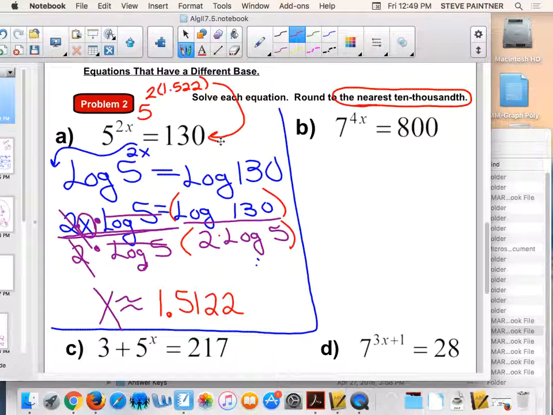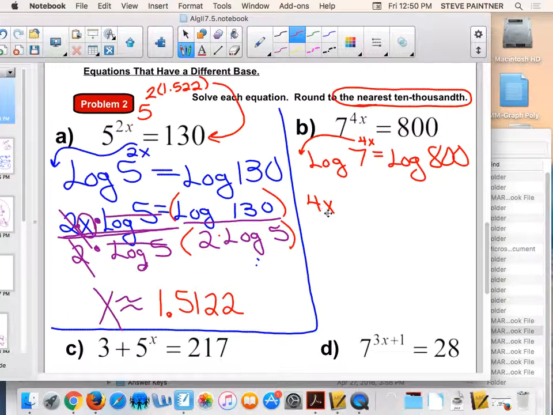I'm going to catch up to you. Here I go. 7 to the 4x equals 800. I cannot make it both base 7, so now I'm stuck. I have to do the log of both sides. Log of 7 to the 4x equals log of 800. From yesterday, I'll use my property. I'll take my power, 4x, and put it in front. 4 times x times log of 7 equals log of 800.